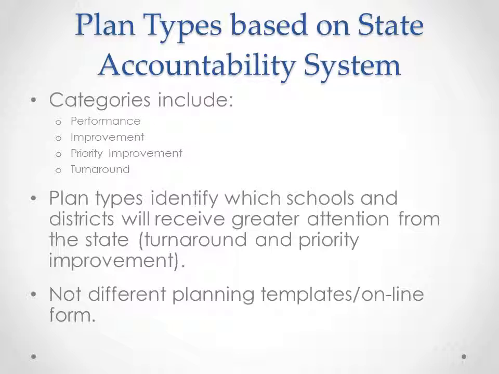Based on the state accountability system, districts and schools are assigned to one of 4 plan types. These are performance, improvement, priority improvement, and turnaround. The type of plan helps identify which schools and districts will receive greater attention from the state, both in terms of state review of their plans and additional opportunities for state support. The assignment of a different plan type, however, does not correspond with a different planning process or the use of a different planning template or online form. Regardless of their plan type, all schools use the same planning template or the online form.